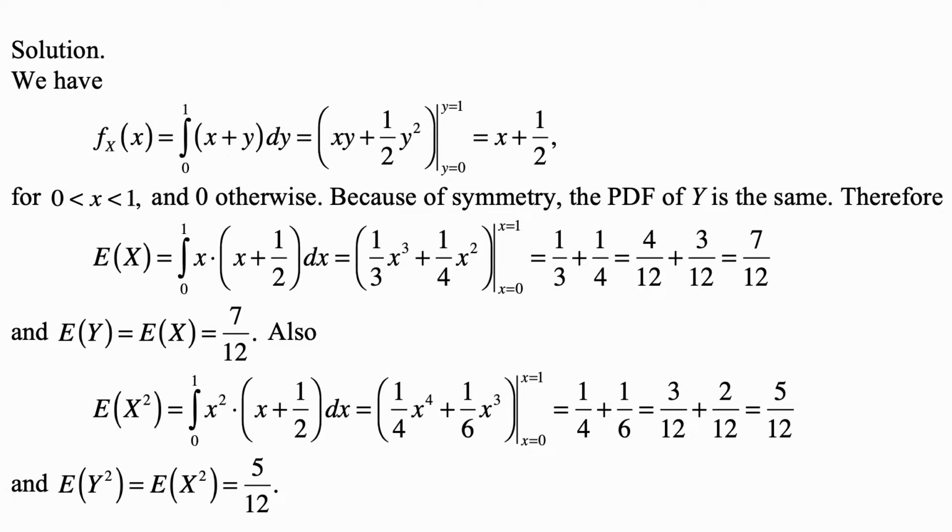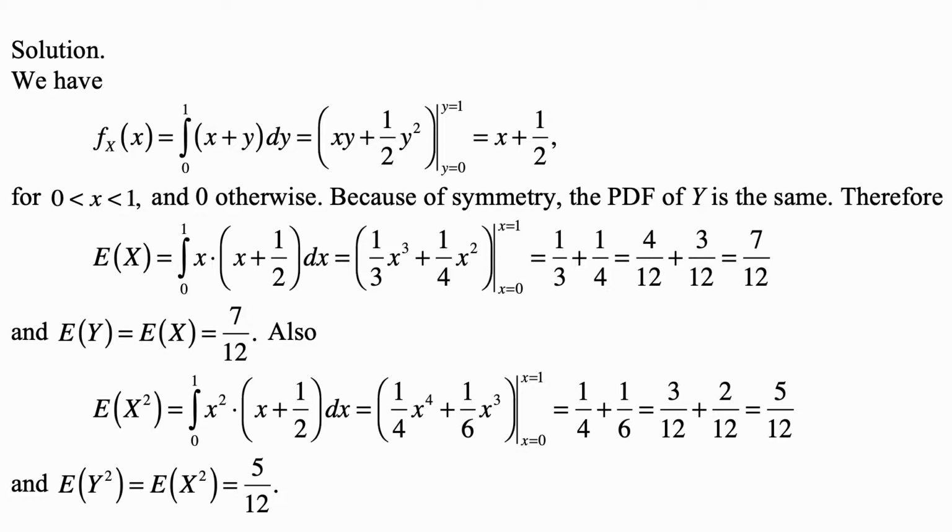And then the expected value of X is the integral from 0 to 1 of x times x plus 1/2 dx. And that's equal to 1/3 x cubed plus 1/4 x squared evaluated from x equals 0 to x equals 1. So it's 1/3 plus 1/4, 4/12 plus 3/12, so 7/12. And the expected value of Y is the same because of the symmetry we talked about.